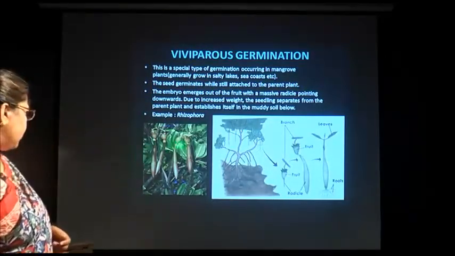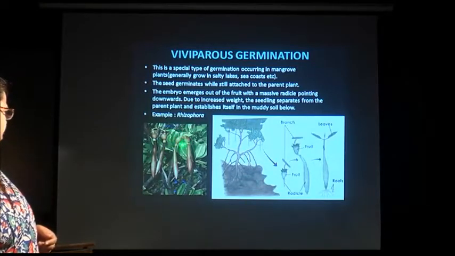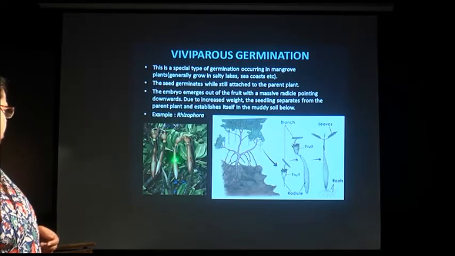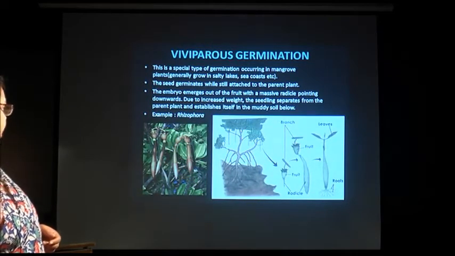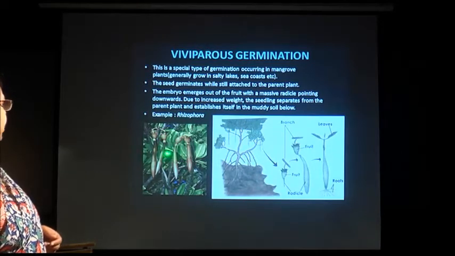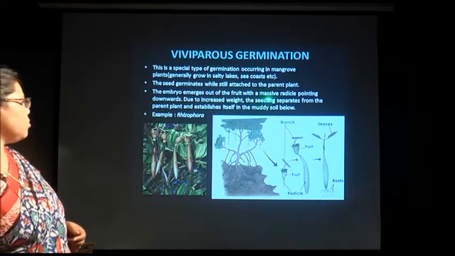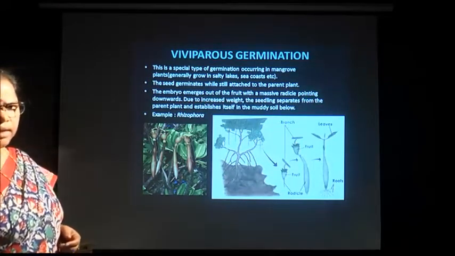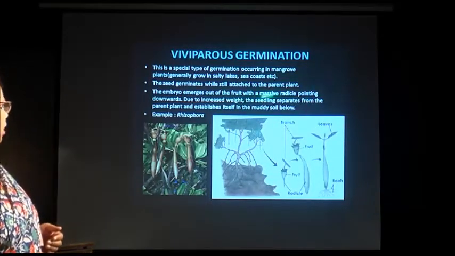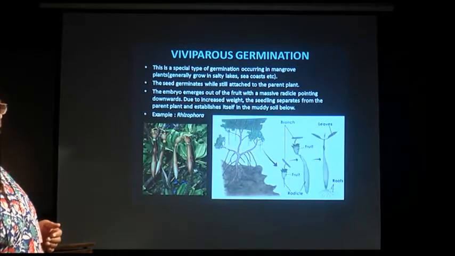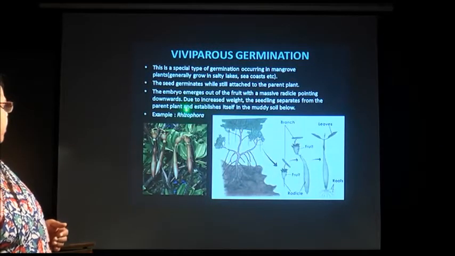You see, these are the fruits of mangrove plants, and here you see the radicle of the seed comes out of the fruit while the fruit is still attached to the plant, and the embryo emerges out of the fruit with a massive radicle. That means it has a large weight. The massive radicle emerges out of the embryo and points downwards.